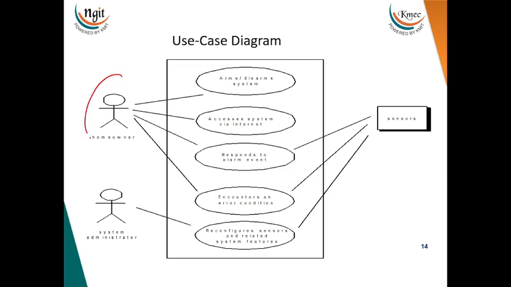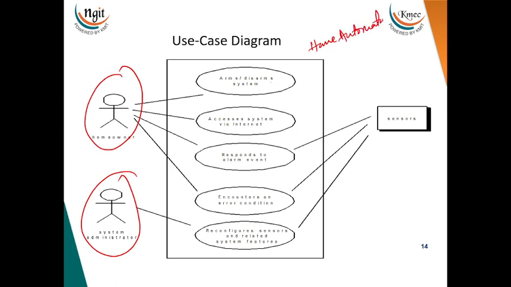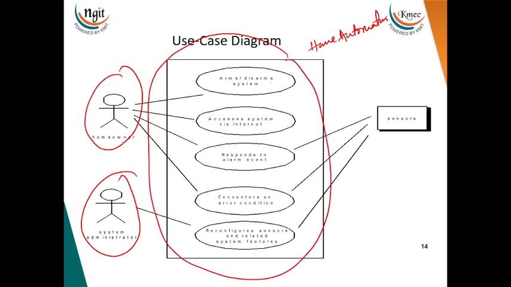Then this one becomes the homeowner. There are two actors here. There is the administrator, who arms and disarms the system. This is what you call home automation. This is the homeowner. This is the use case diagram, which specifies all of it. The actor can arm and disarm the alarm system, access the system via the internet, respond to alarm events, and encounter error conditions. The system admin can reconfigure the system.